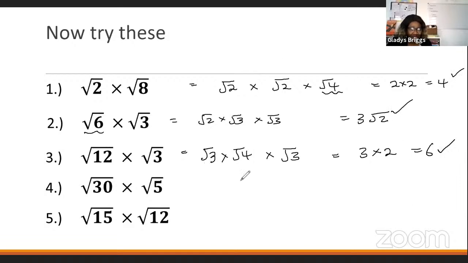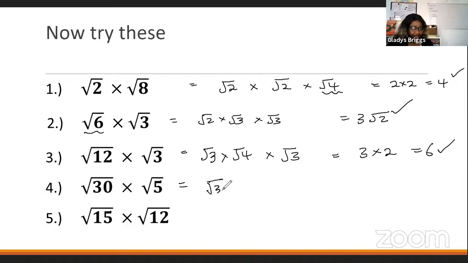Which of you wrote 3 root 4? Let me see. I didn't get any in the chat. I know that some of you wrote it, or 4 root 3. Okay, well done. Right, let's have a look at the harder ones.